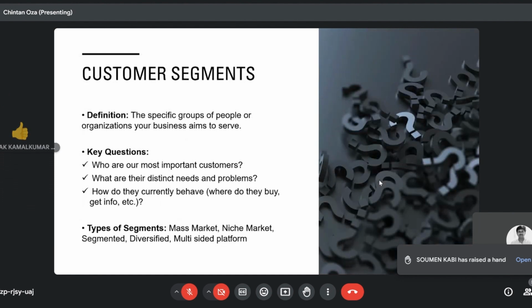So let us understand each of the components at length. Let us pick up one component called customer segment. This specific portion helps you to define the people, organization, or customer your business aims to serve.